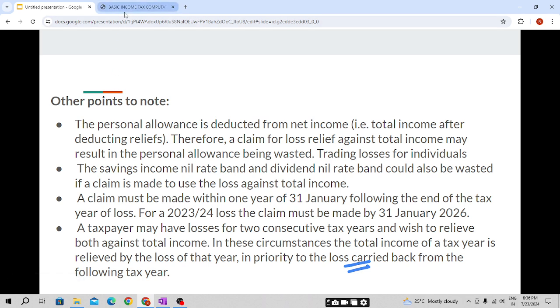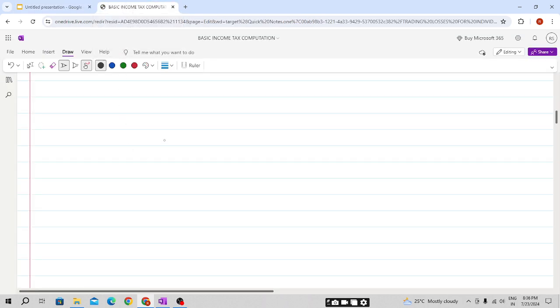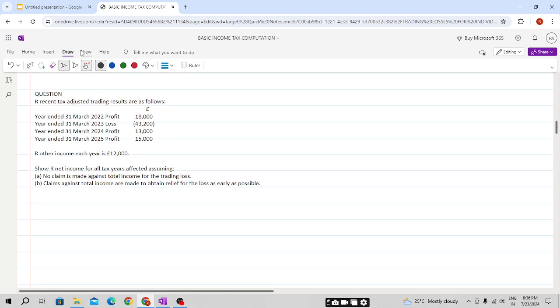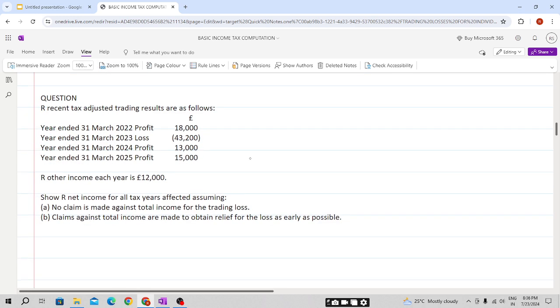Now students, we will be doing some questions on claiming the relief against the total income. Our recent tax adjusted trading results are for the year ended March 31st 2022, the 21-22 tax year, March 2023, the 22-23 tax year, then 23-24 and 24-25.